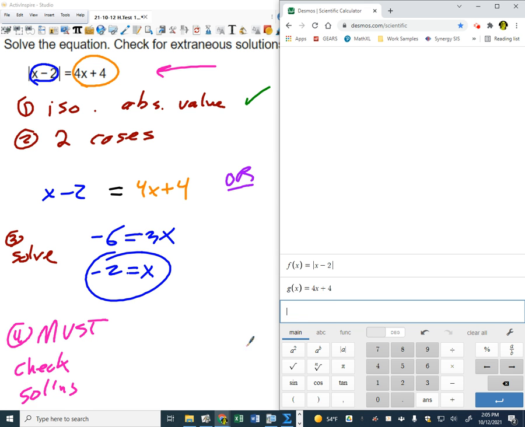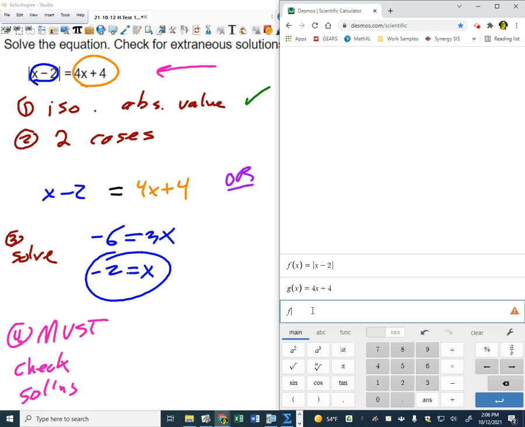Okay, so let's try my solution negative 2. Is it going to work? Is negative 2 going to be a true solution or an extraneous solution? I don't even have to plug it in. You can probably tell me. Look at the original equation. It's going to be false, isn't it? How come?